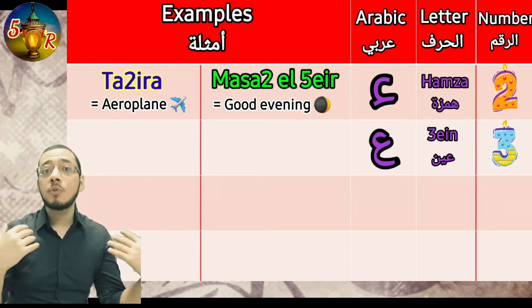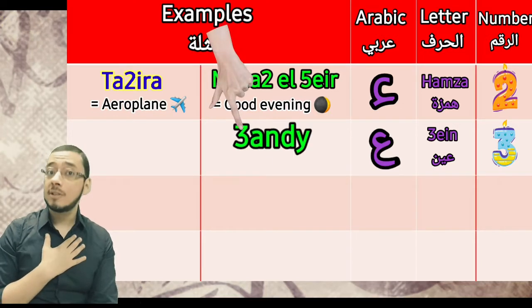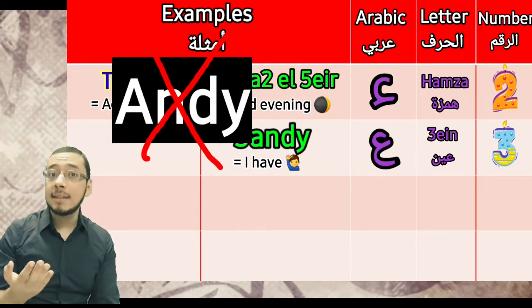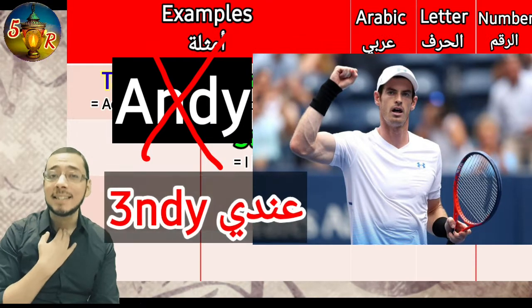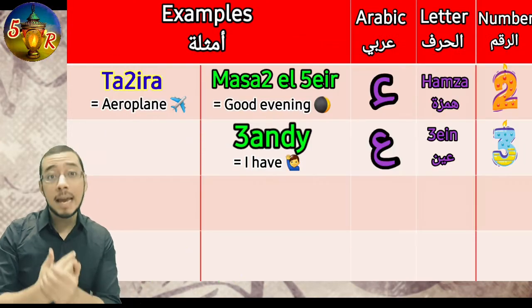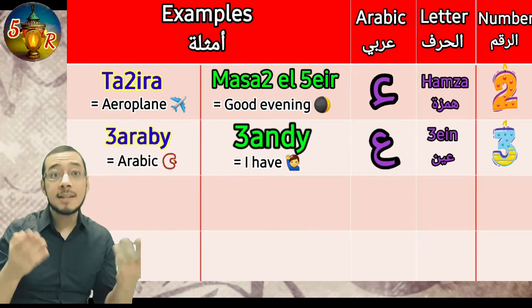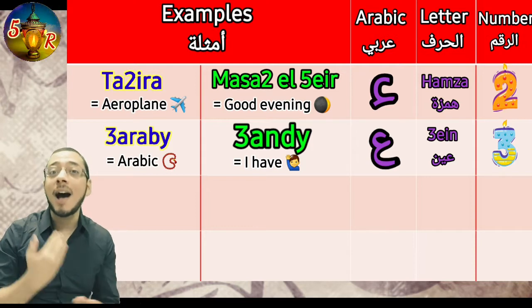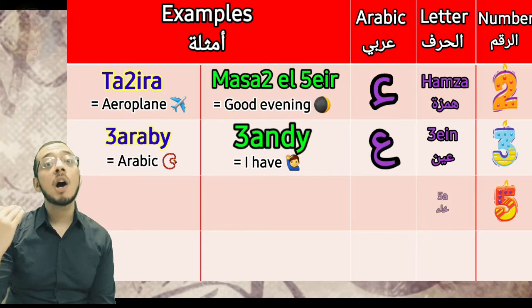Examples for words that have عين. How to say I have in Arabic is عندي. You see how I make it? I will not say Andy because this is Andy. Look at that. Even the language itself, it's called Arabi. So from today, since you are learning, there is no more Arabic. It is Arabi.